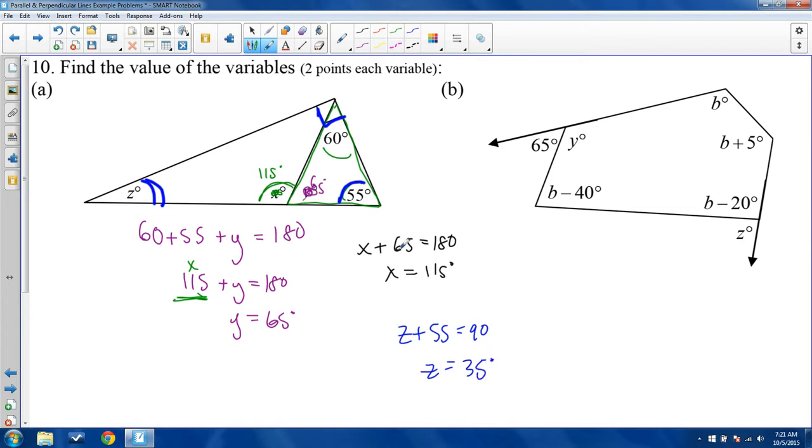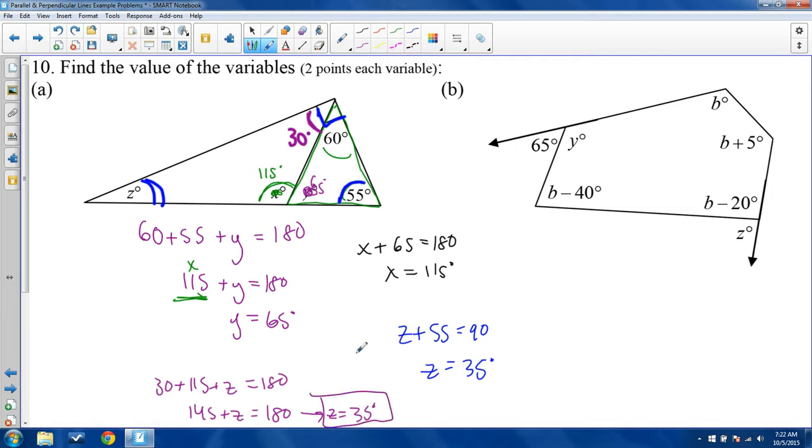Okay. Another way I could have solved for it is by figuring out this angle measure here first. That's 30 because these two are complementary, so these add to 90. And if you found out x was 115, you could then say that 30 plus 115 plus z is 180. So 145 plus z equals 180, so z equals 35.